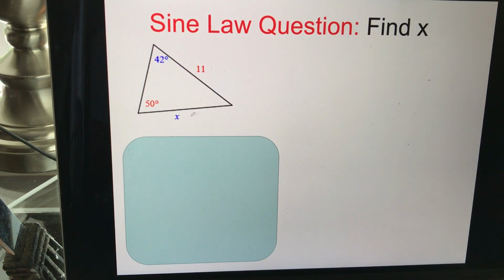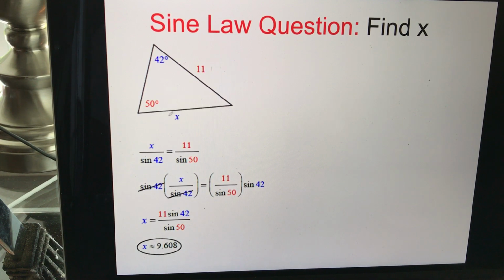Quick example of the sine law. We know how to build this. I'm going to go x on top. X divided by sine 42 is 11 divided by sine 50. Right? I know how to solve this. That gives me my answer.